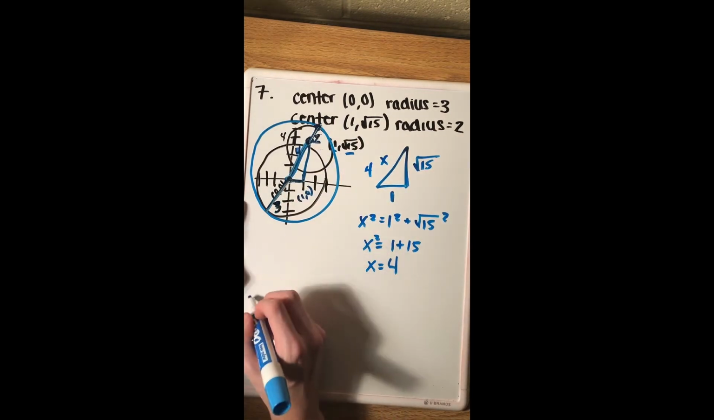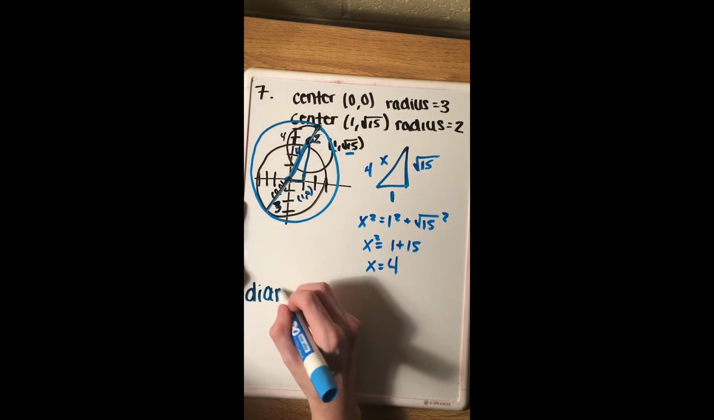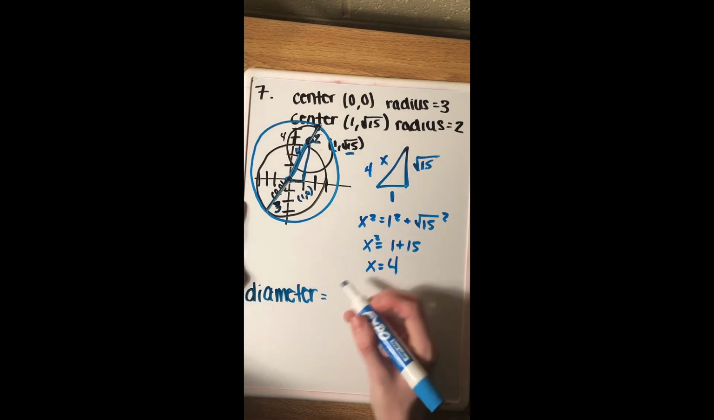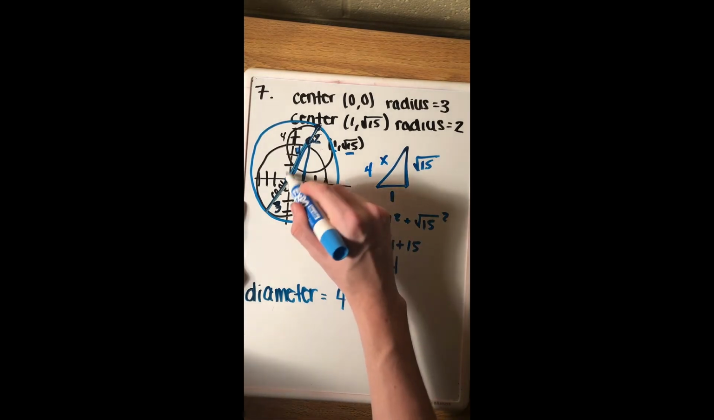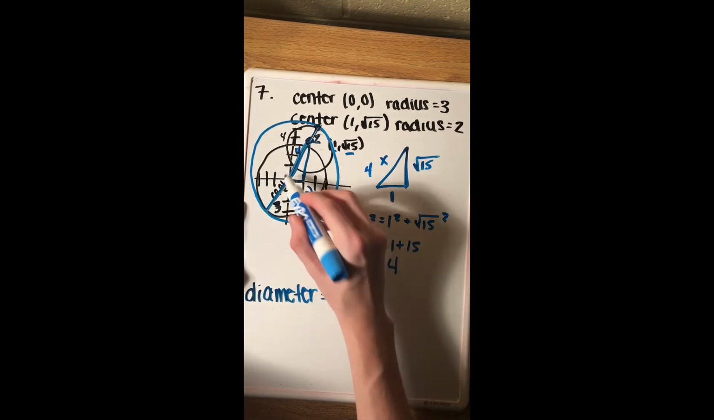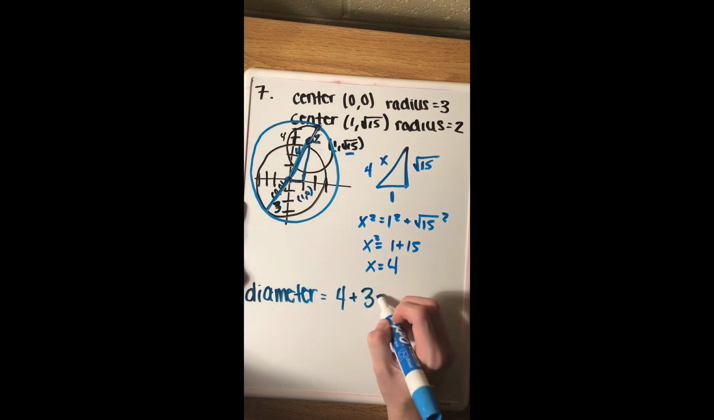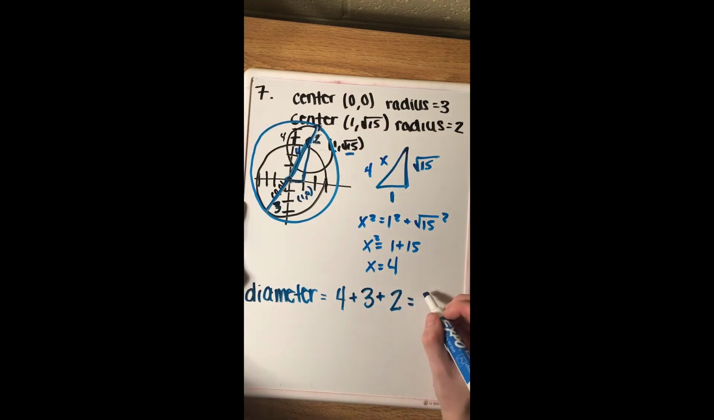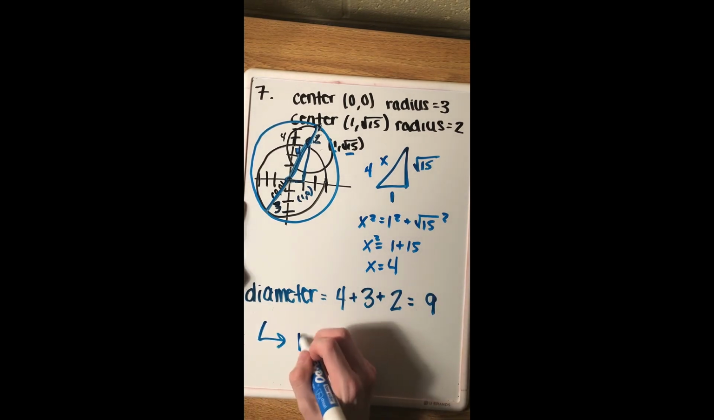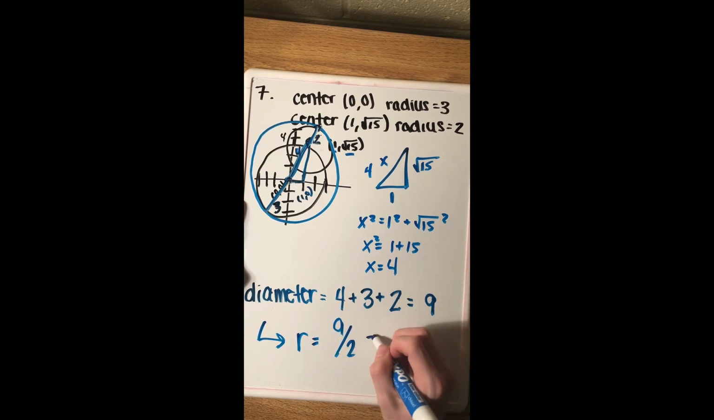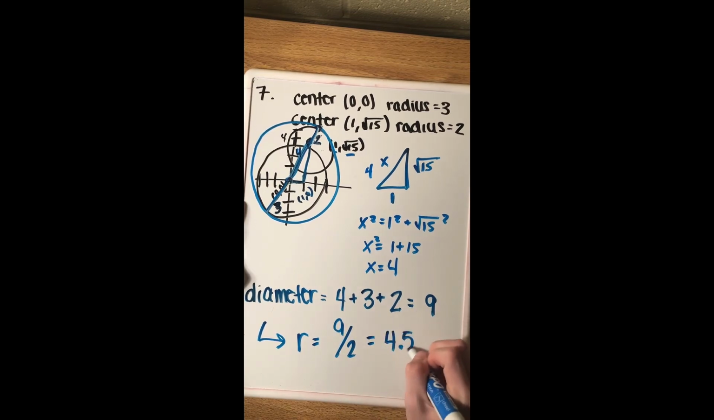So I know that the diameter of the circle that I'm looking for that contains both is equal to the distance that I found between the centers, which is 4, plus the radius of the largest circle plus the radius of the smaller circle. So that is equal to 9. Therefore, I know that the radius is equal to 9 over 2, which is the diameter over 2, which gets me 4.5.